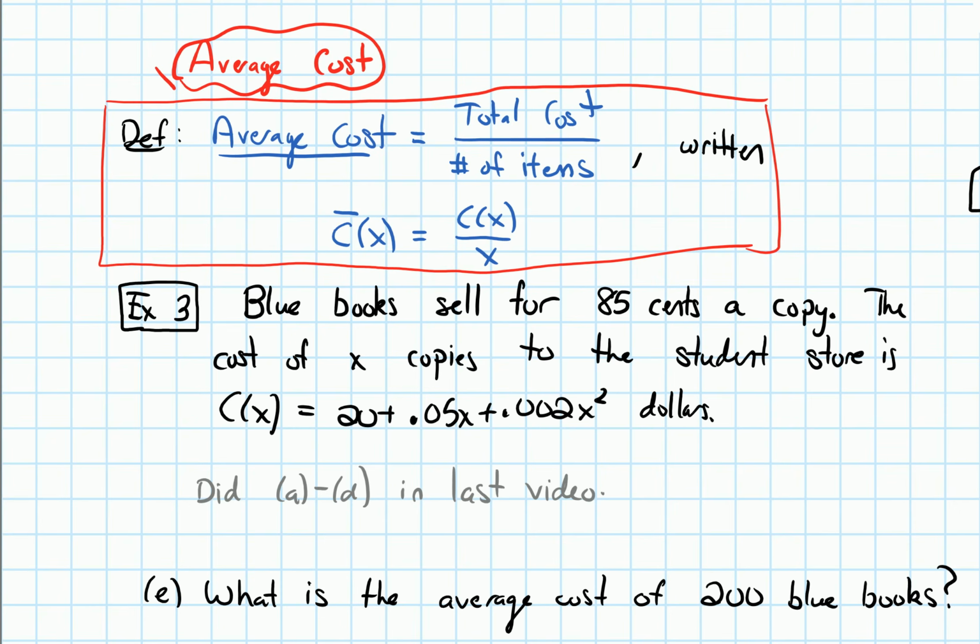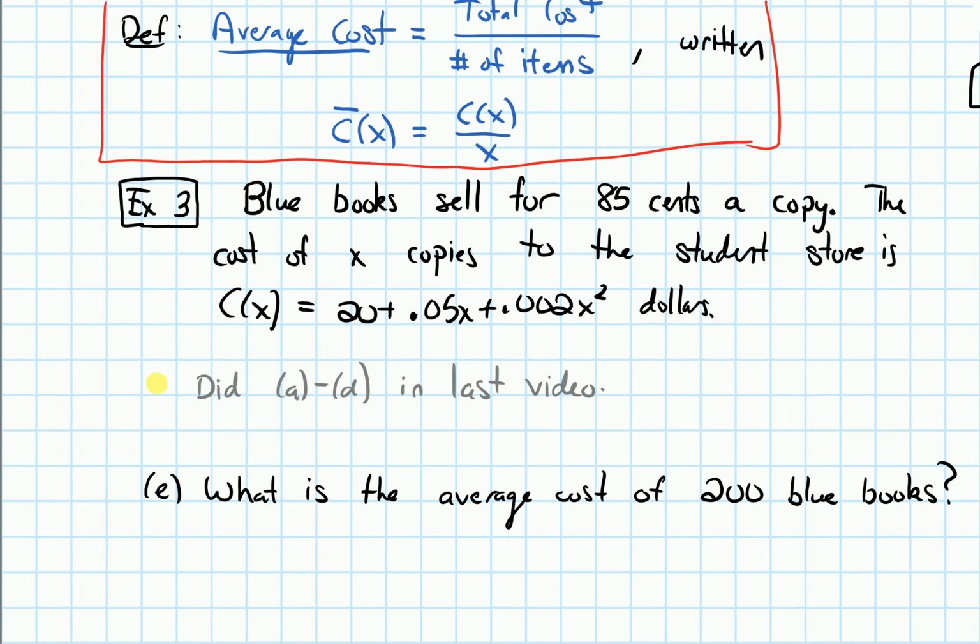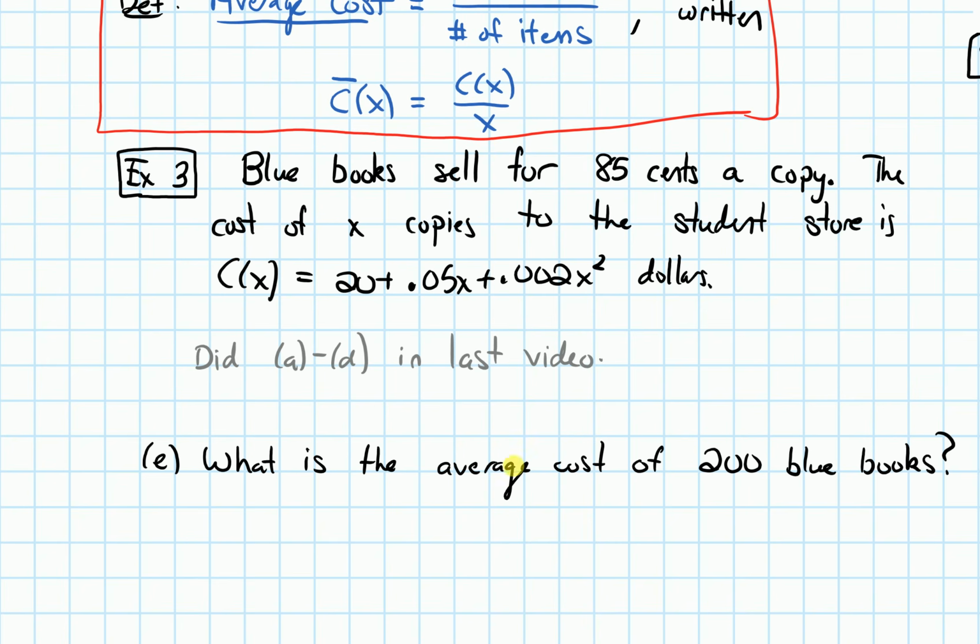So let's do an example. We looked at this example in the last video, but I want to do a related question. Blue books sell for 85 cents a copy. The cost of X copies to the student store is C of X equals 20 plus 0.05x plus 0.002x squared dollars. We did parts A through D of this example in the last video, so I just want to continue the example and do some more parts. Part E is, what is the average cost of 200 blue books?